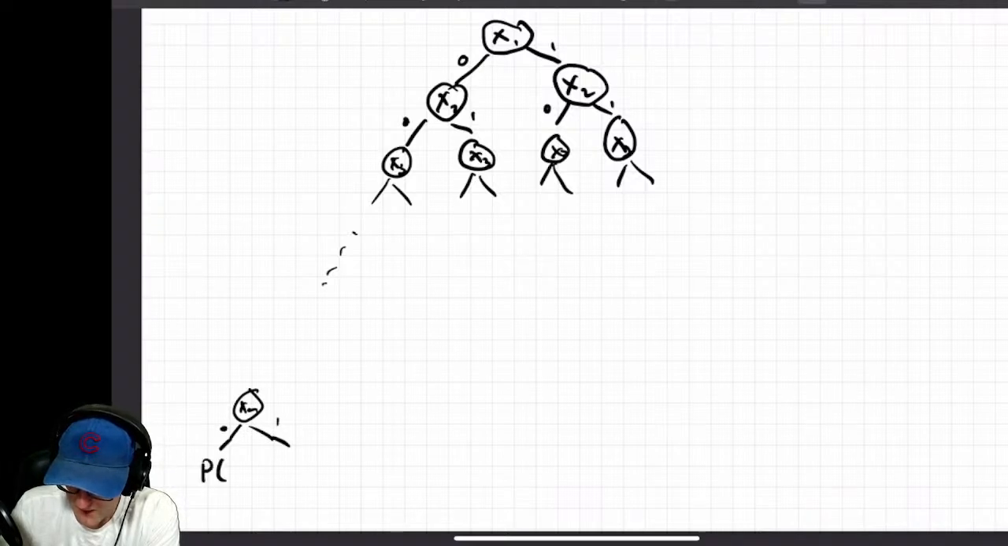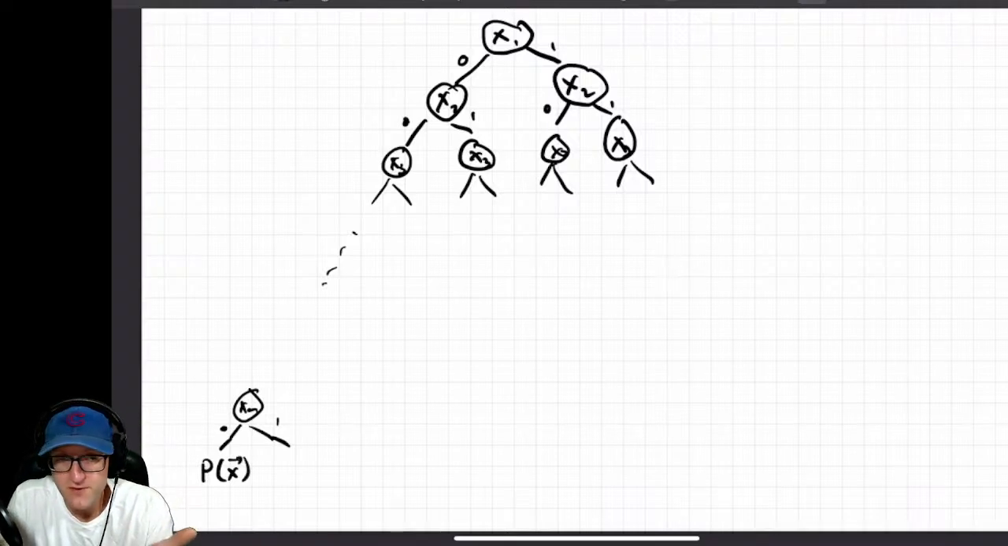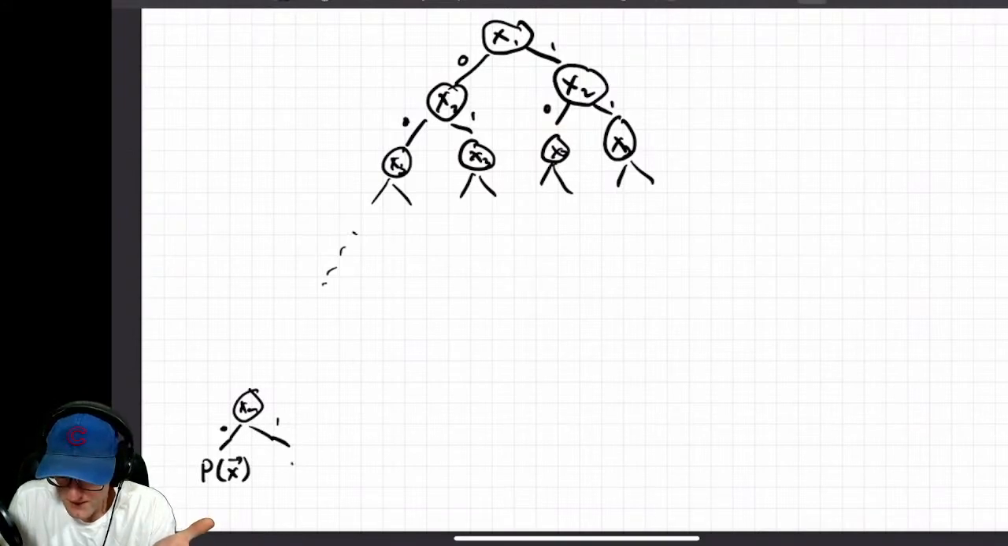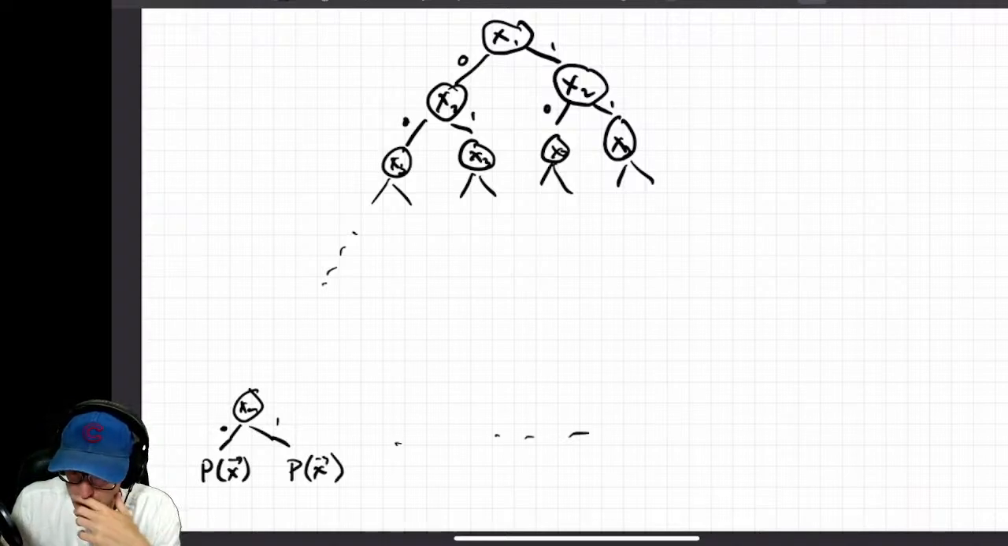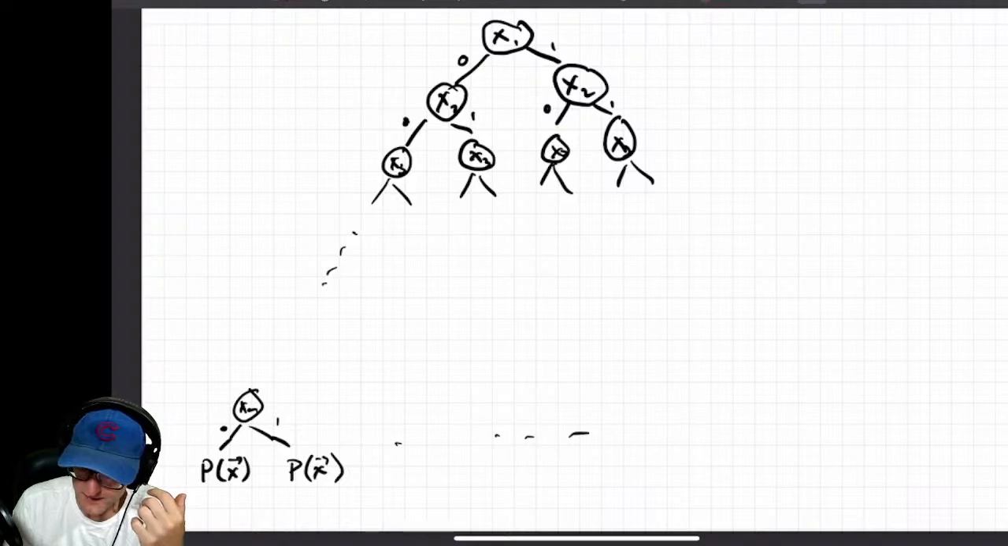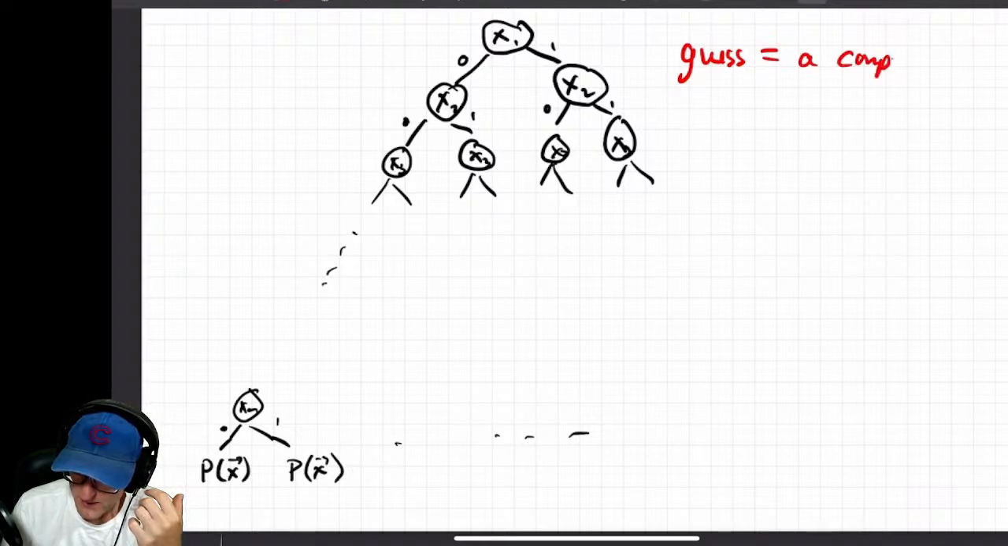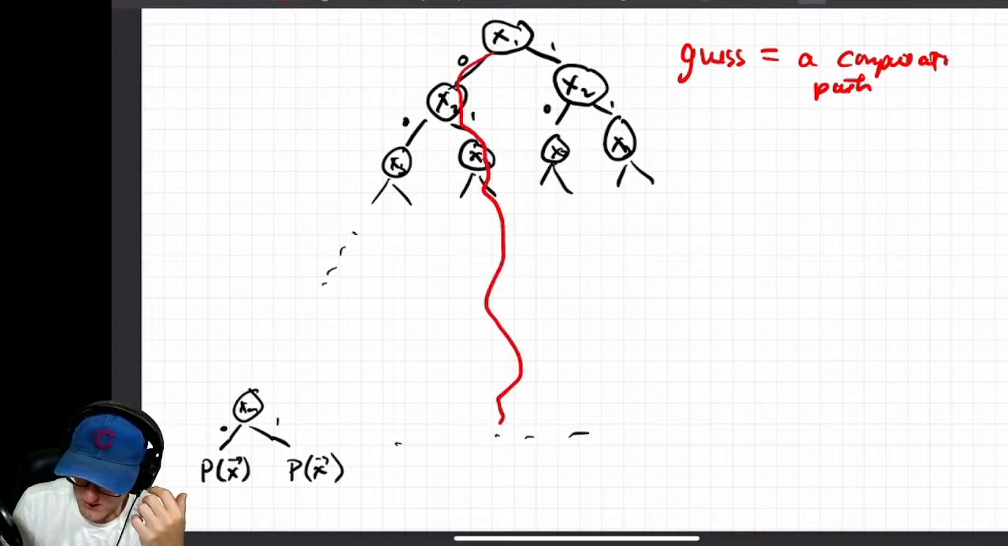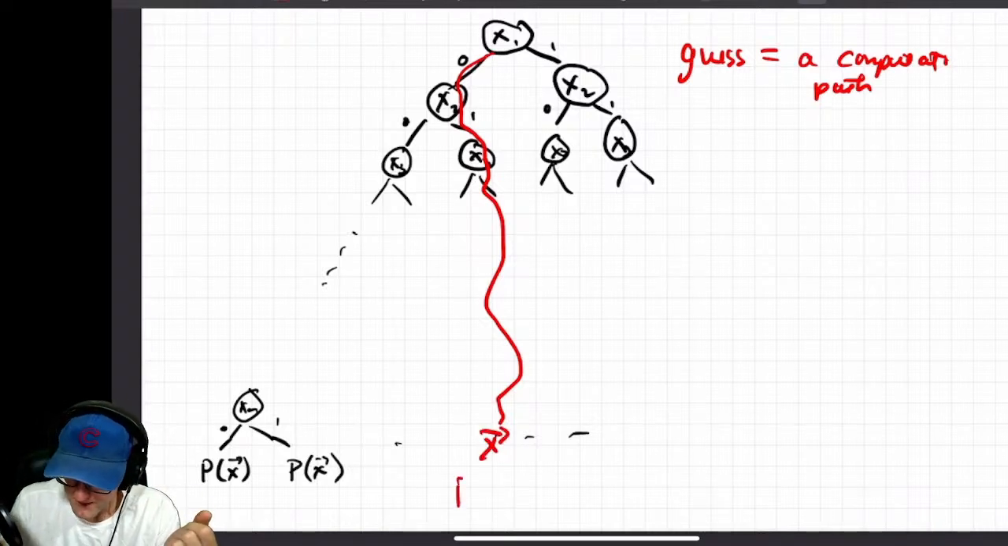Now, you verify by just plugging and chugging. You put a bunch of zeros and ones into a predicate, and it either comes out to true or false. Right? Dot, dot, dot. Now, a guess is equivalent to a computation path. Right? I'll go through this entire tree and come out to some truth assignment x, and that's either 0 or 1.